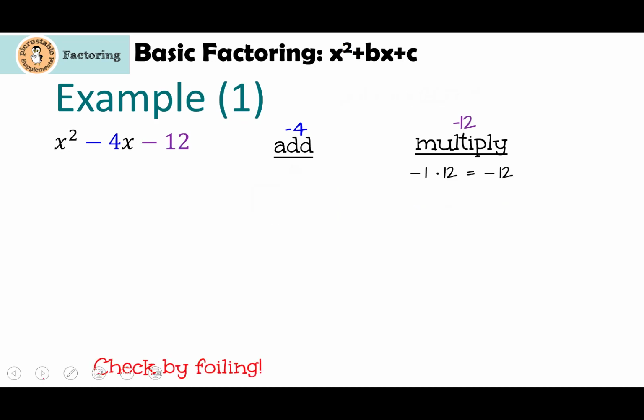I know that negative 1 times 12 is negative 12. That works great. But the only problem is that negative 1 plus 12 is 11, and we need negative 4. So for sure, that one's not going to work. So let's think of another multiplication. Well, I know that negative 2 times 6 is negative 12. Awesome. But when we add negative 2 plus 6, we get 4. And we're really looking for negative 4.